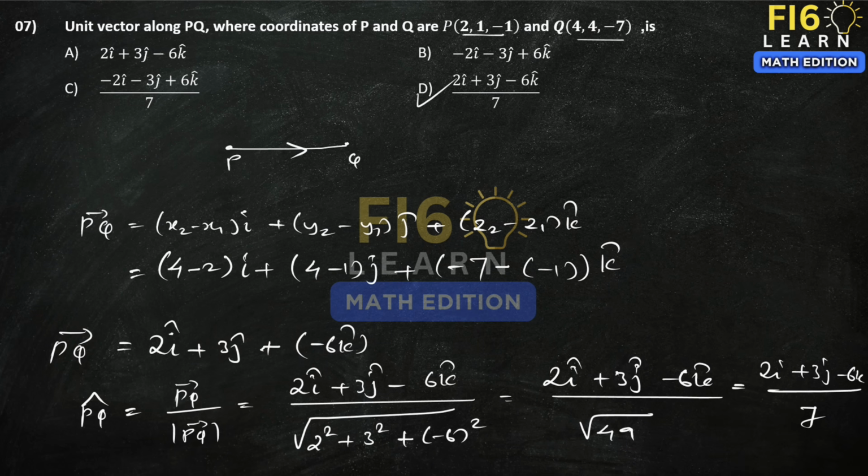In this question, you have to be careful. The vector is along the direction P to Q, which means the vector starts from P and moves towards Q. If you solve this using Q to P, you will end up with the result C. So your answer will be wrong. So you have to be careful.